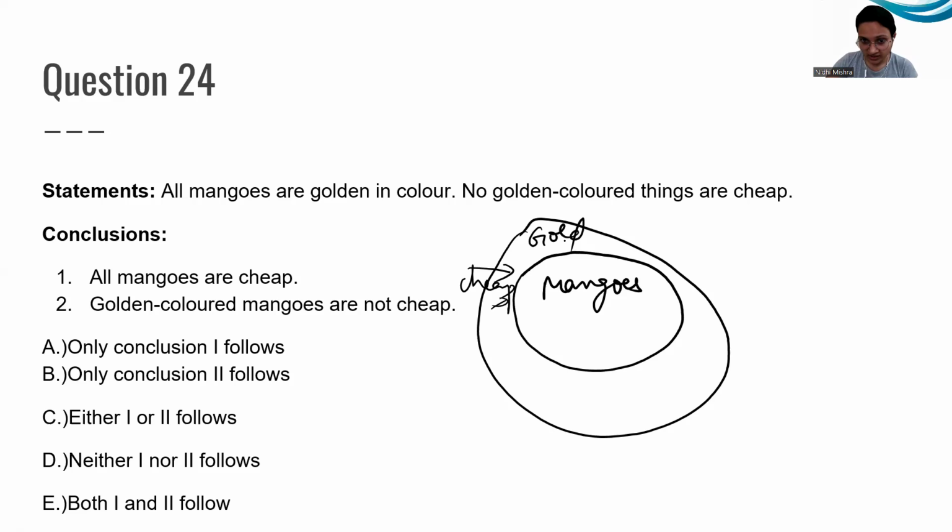Mangoes are golden colored, and no golden colored things are cheap. So mangoes are not cheap. Golden colored mangoes are not cheap. This seems to be correct. Mangoes are golden colored, which are not cheap. This is correct. Only conclusion 1? No. Conclusion 2? Yes. Correct? Yes. I hope you are able to understand how to do the question. Okay.